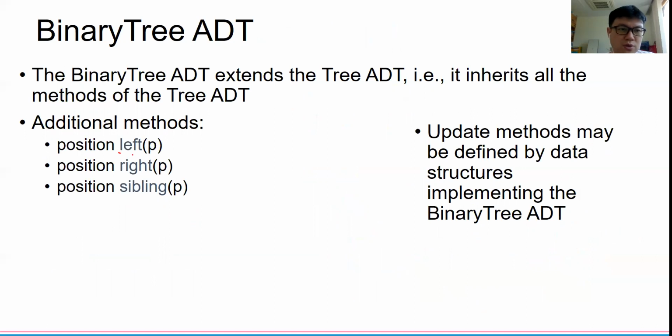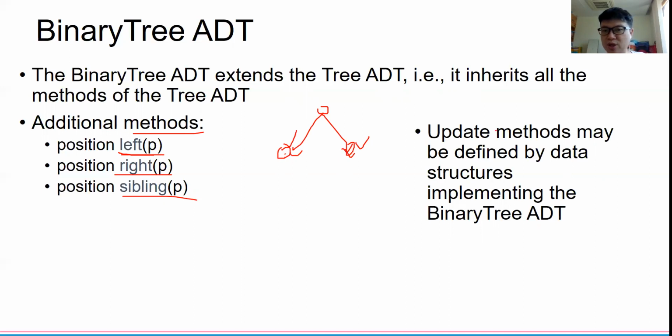For example, I want to know the position, the generic methods of the tree, and then you want to know the root, you want to know the leaf, and so on. So in the binary tree, you can also have additional methods, which are: I want to know the left, I want to know the right, and I want to know the sibling. So if I know this one, then I want to know this one.